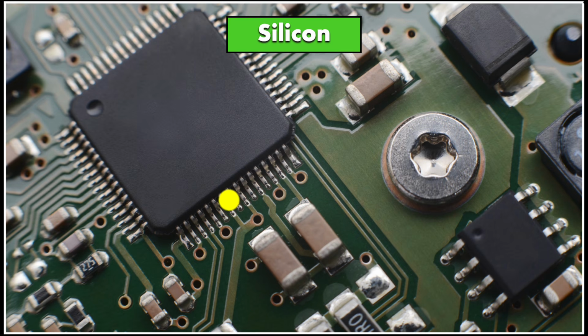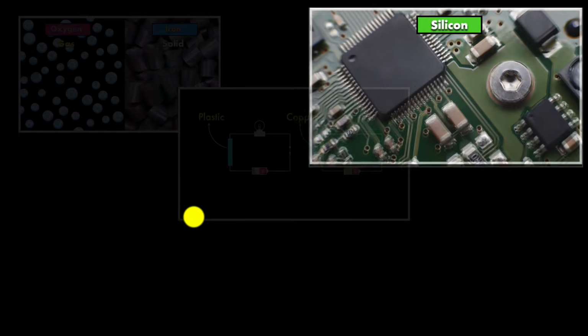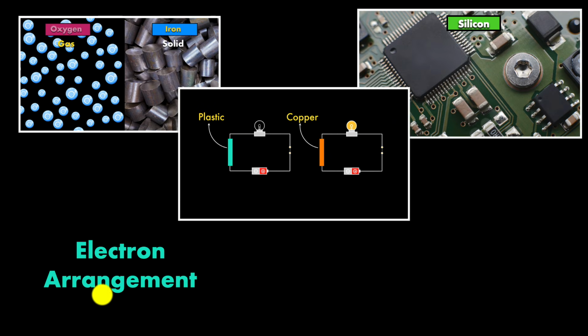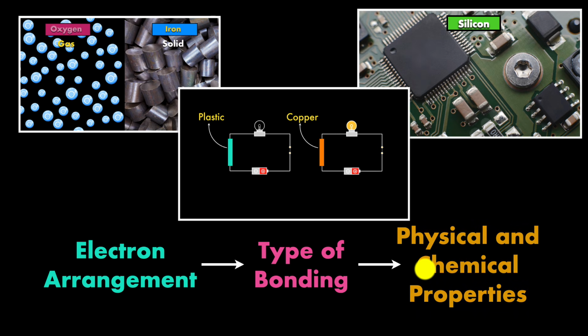So where do we begin? Well, our strategy is going to start by understanding the electron arrangement in the atoms that make up these materials. Why? Because by understanding how these electrons are shared or transferred between the different atoms, we can determine the type of bonding that exists. And once you understand that, we can use that to predict what the physical and chemical properties would be, and that will help us answer some of these questions.